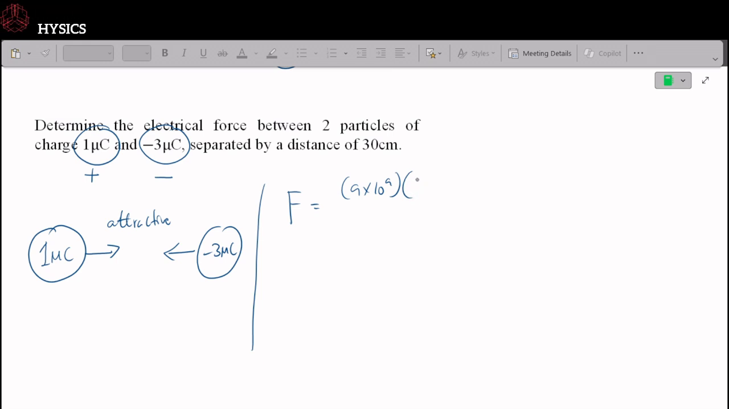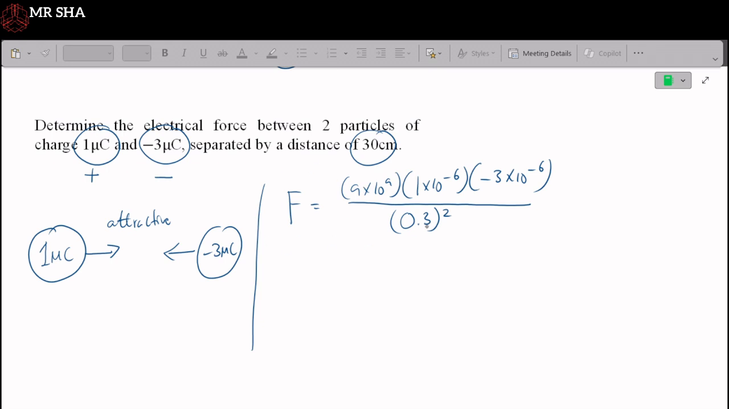I will write down the solution step by step. I will have 1 times 10 power of negative 6, and I have negative 3 times 10 power of negative 6. And the distance between them also maintains the same, which is going to be 0.3, but I will have to square that to find the force.